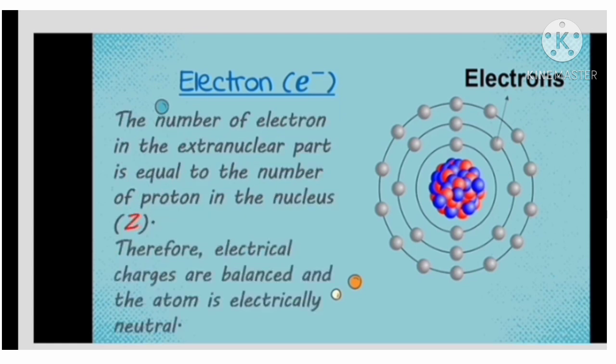Then the number of electrons in the extranuclear part is equal to the number of protons in the nucleus. You already know the atomic number is denoted by Z. So atomic number is equal to number of protons, and number of protons is equal to number of electrons. Therefore the electric charges are balanced and the atom is electrically neutral.